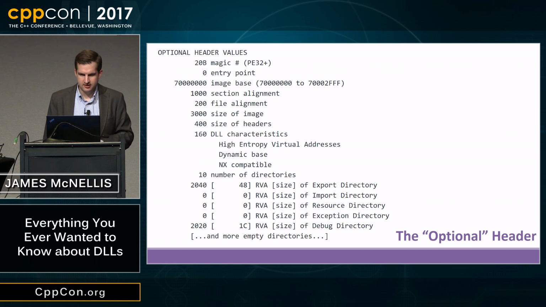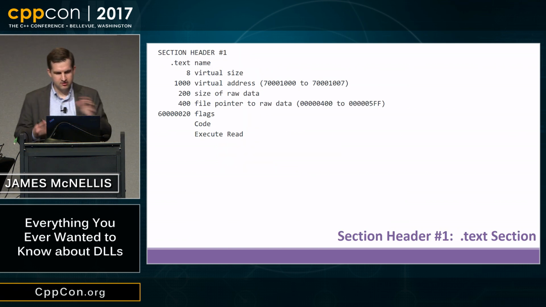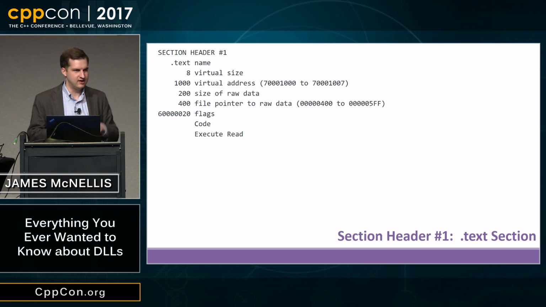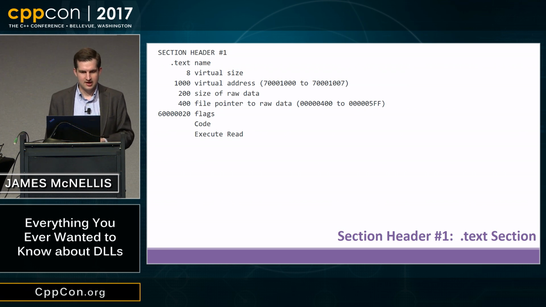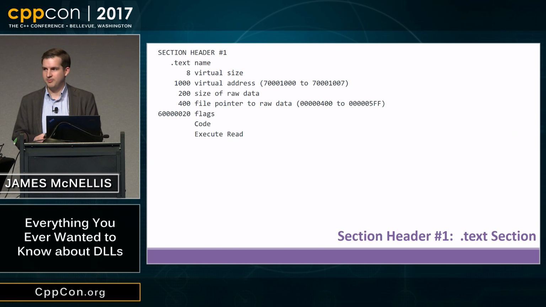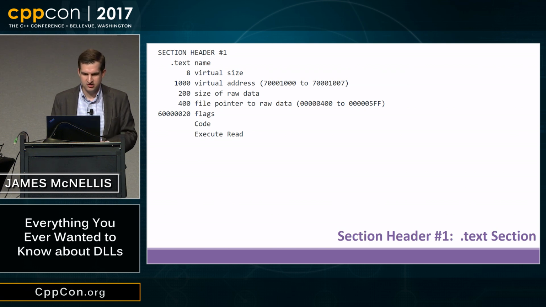So that's the optional header. The optional header then gets followed by the section headers, which come one after the other, and these tell you where to find the actual data inside of the DLL. Here, for example, is the first section. It's the text section, which contains code. We can see that because in the flags it has execute, and this needs to be mapped into a page in memory with execute and read privileges.